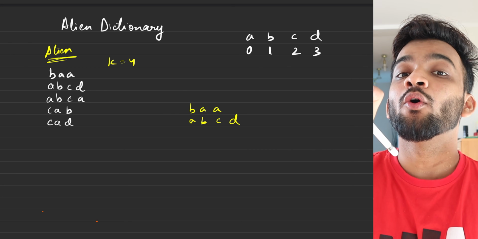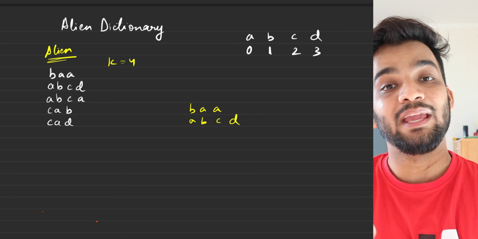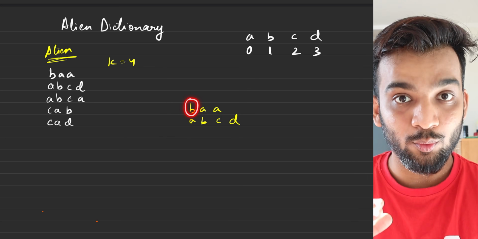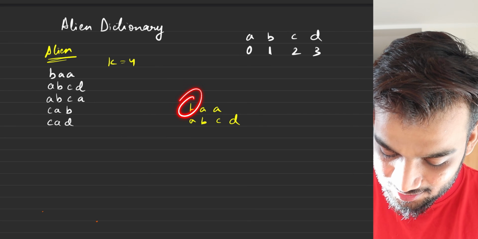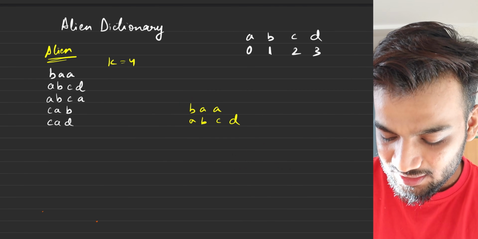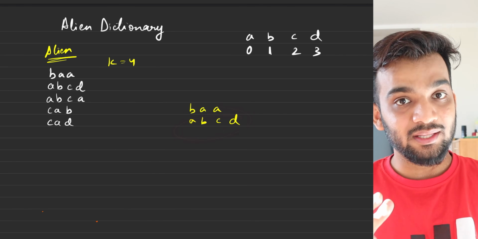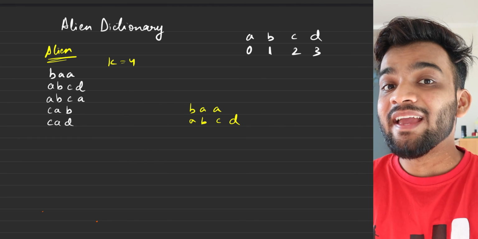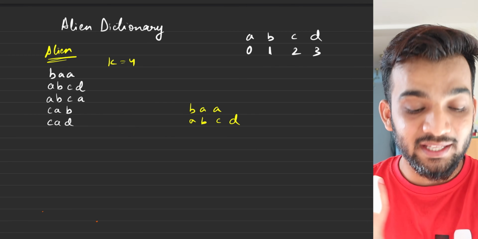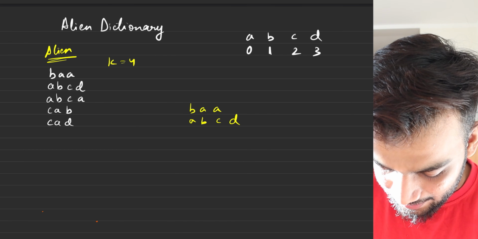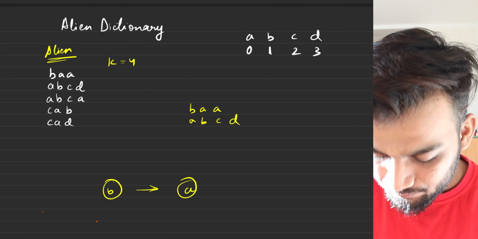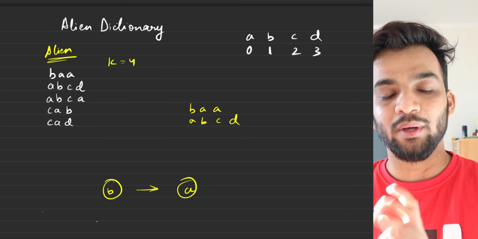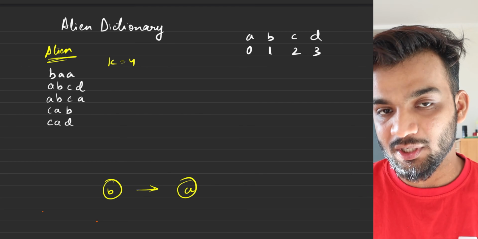I repeat, let me figure out why BAA is appearing before ABCD. The answer is very simple. Because the aliens are saying B is smaller than A, thereby BAA appears before ABCD. That is what the aliens are saying. So I can say B is smaller than A, which I can correspond to a directed graph. B has an edge to A. We are trying to create a directed graph. Perfect, so we figured out why BAA appears before ABCD.